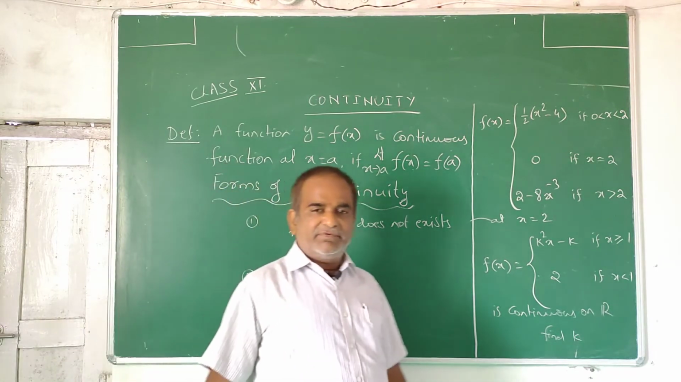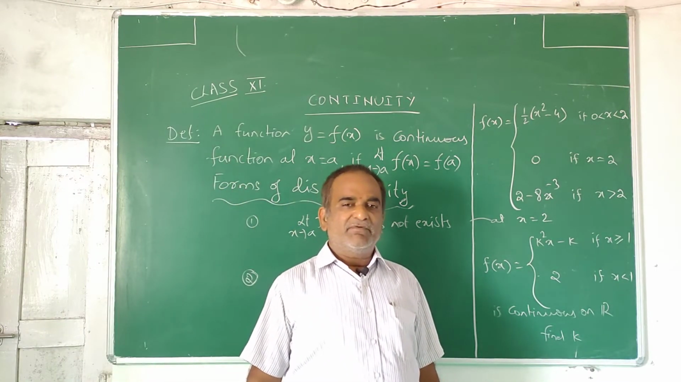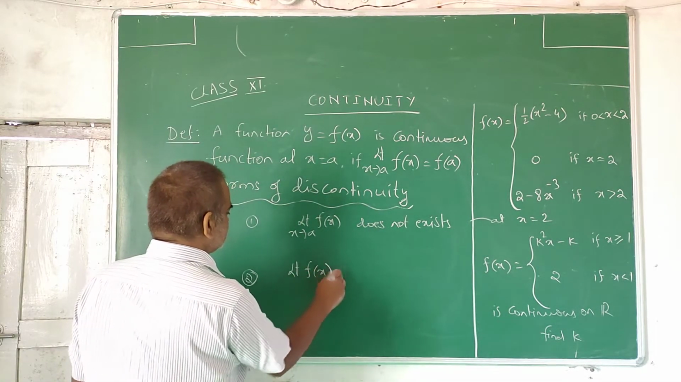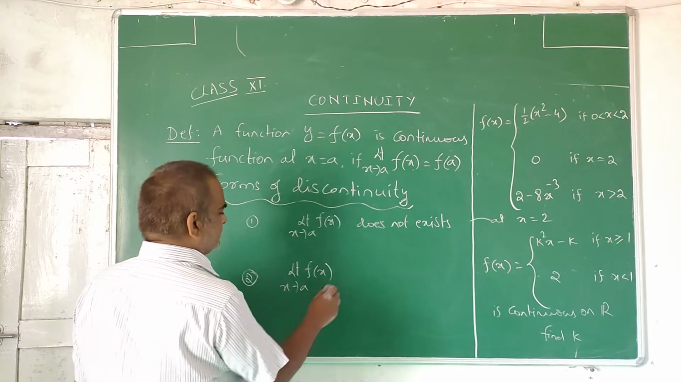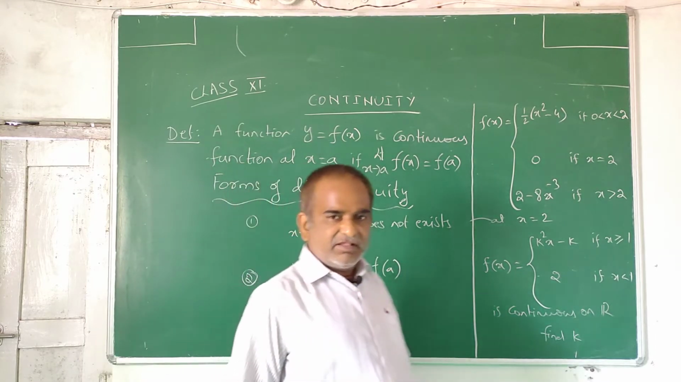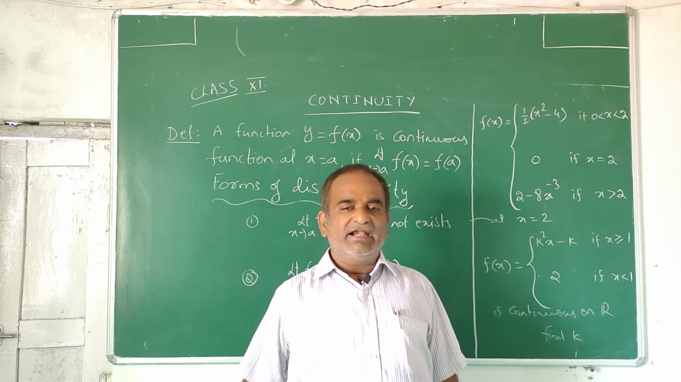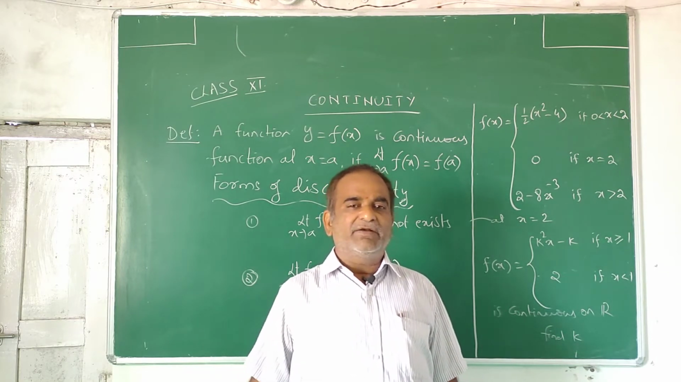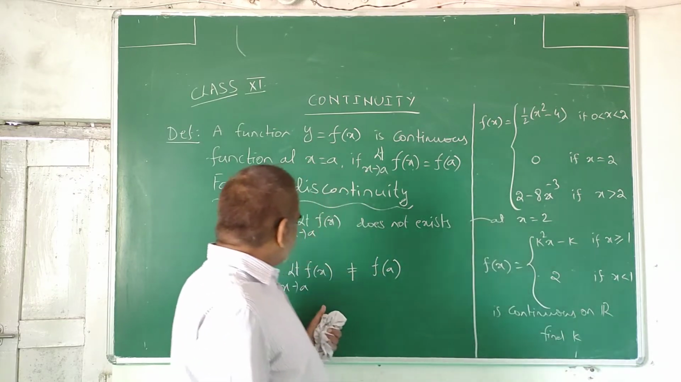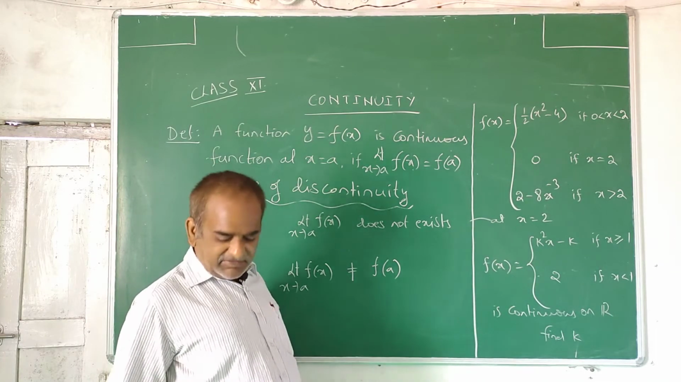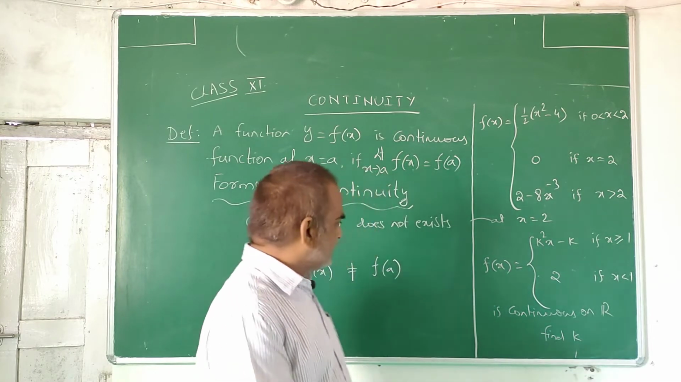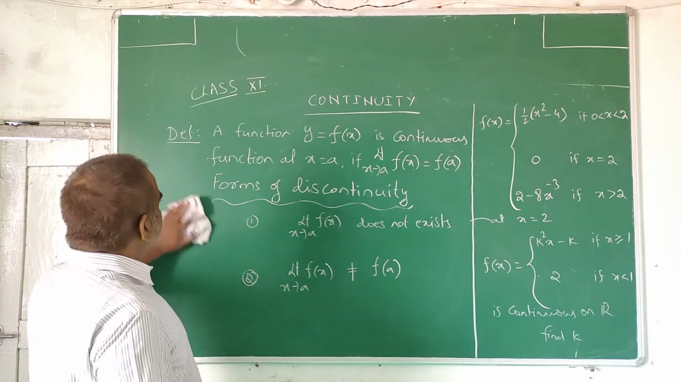What is the second form of discontinuity? The limit existed, but that limit value is different from the value of the function at a. Did you understand? The limit existed, but the value of the limit is different from the value of the function at that point. This is the second form of discontinuity. Even in this case, we say that the function is discontinuous at x is equal to a. Did you understand?